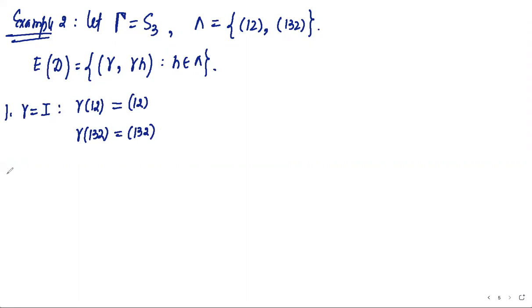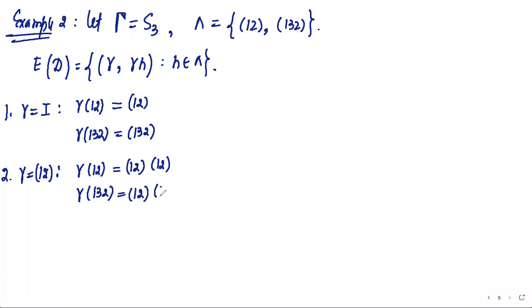So there was not much to do here. Now the second one is, choose gamma equal to (1 2). Then we have to evaluate gamma (1 2) and gamma (1 3 2). But now here gamma is equal to (1 2). So this is (1 2) into (1 2), and this is (1 2) into (1 3 2). Now we know this is equal to identity. And what is this equal to? This is equal to (2 3).